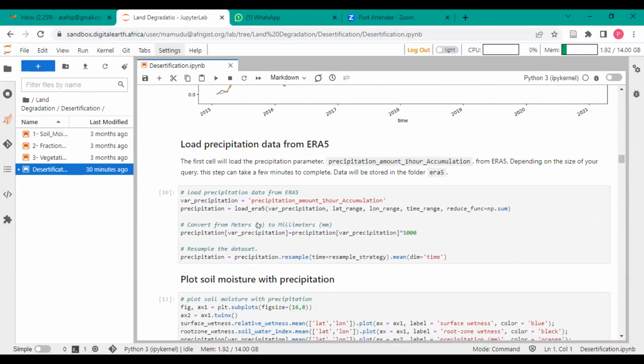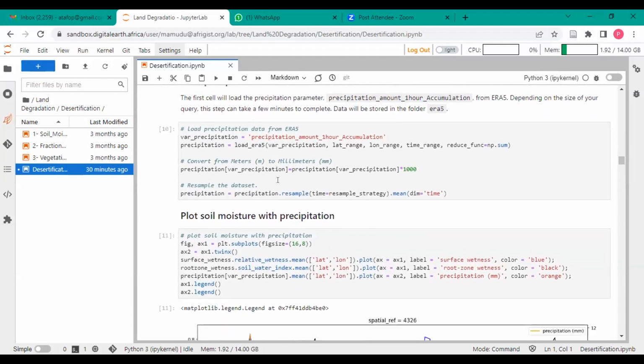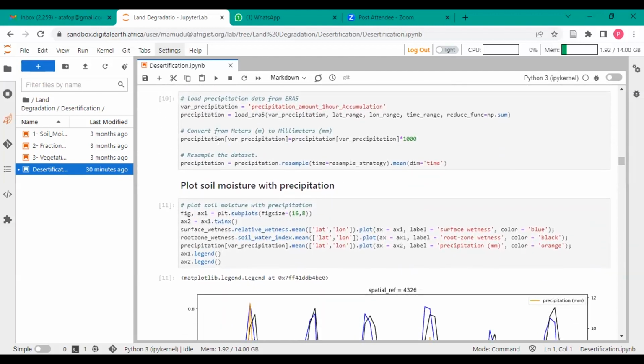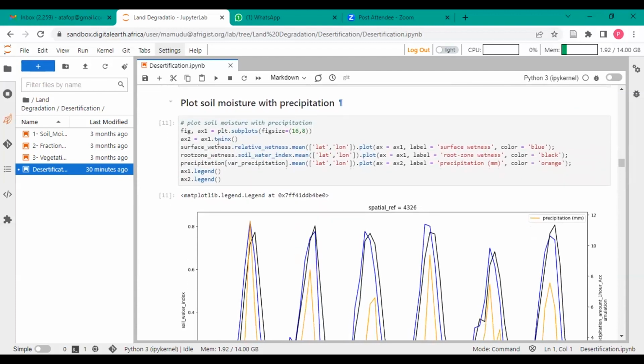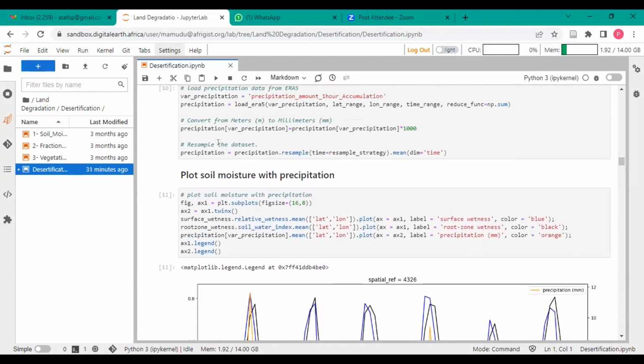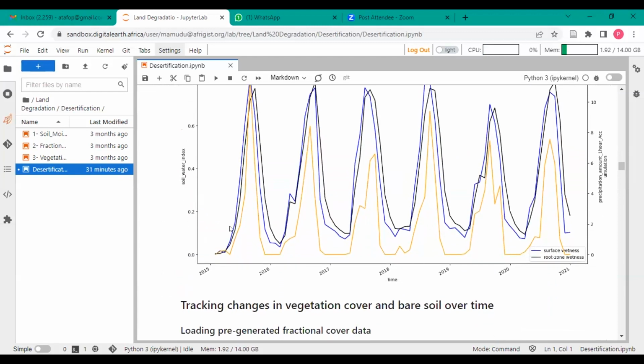Now, the next data set we are loading is the precipitation data from the ERA5. And so we'll load that precipitation data using the codes in this cell. And we'll go ahead to plot that precipitation data in line with the soil moisture and root zone moisture data. And here is the plot.